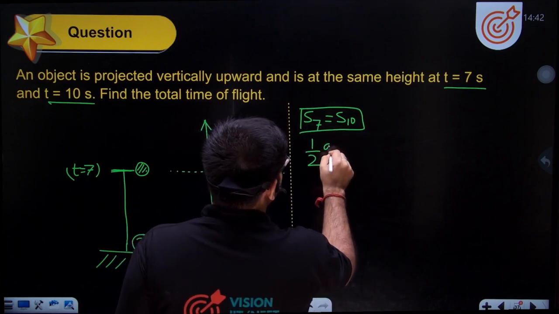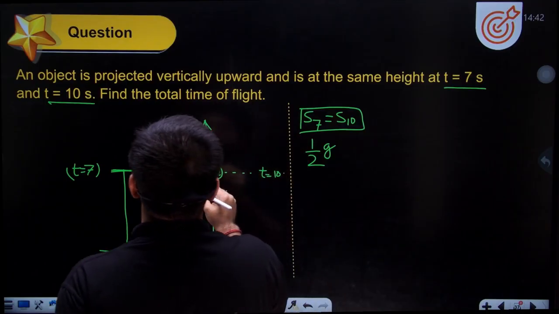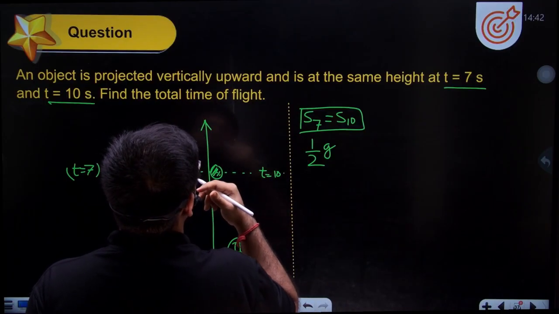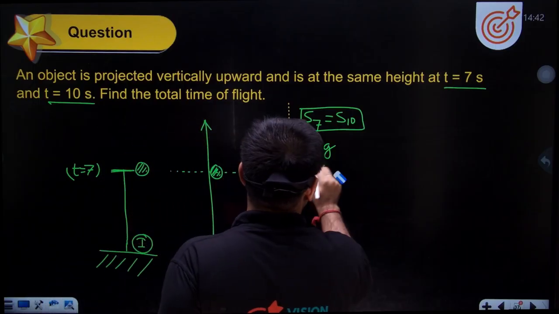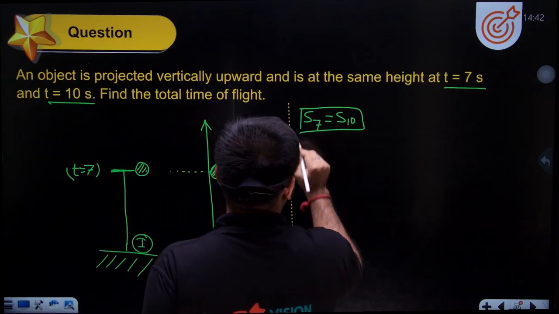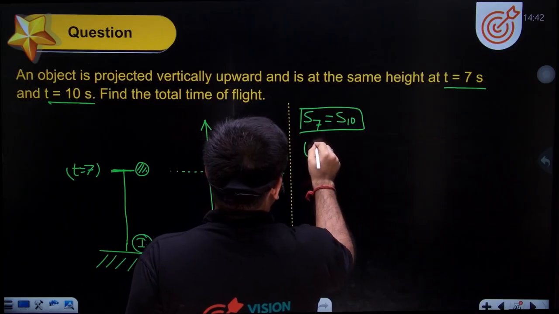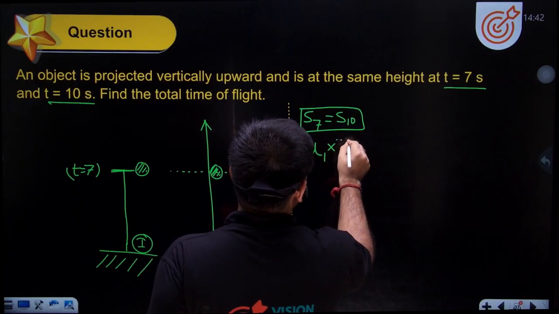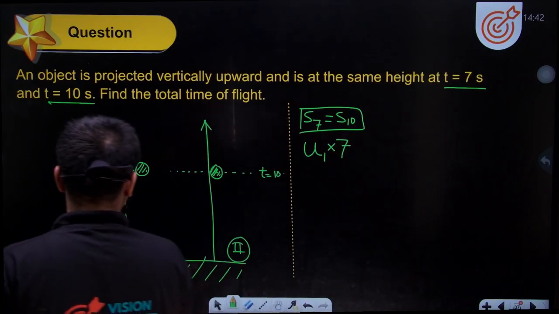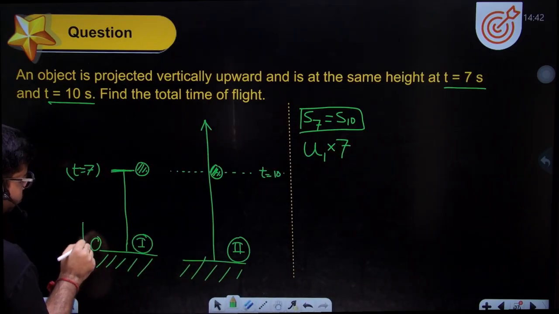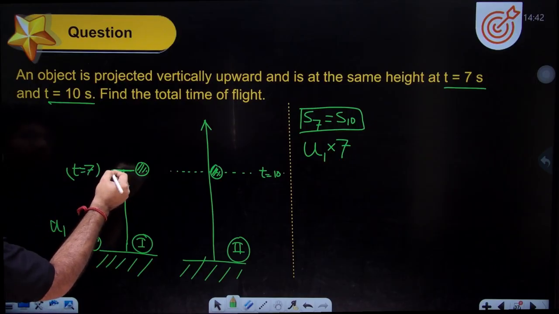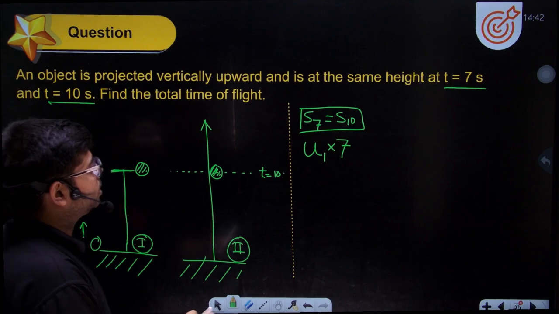हाफ g सॉरी u तो 0 नहीं होगा यहां पे, सॉरी. सो यहां पे होगा क्या, u1 into 7. Okay, this is for object 1. It will have some initial velocity. V तो 0 होगा यहाँ पे. So u1 I am projecting it. Here v is equal to 0. ठीक है.